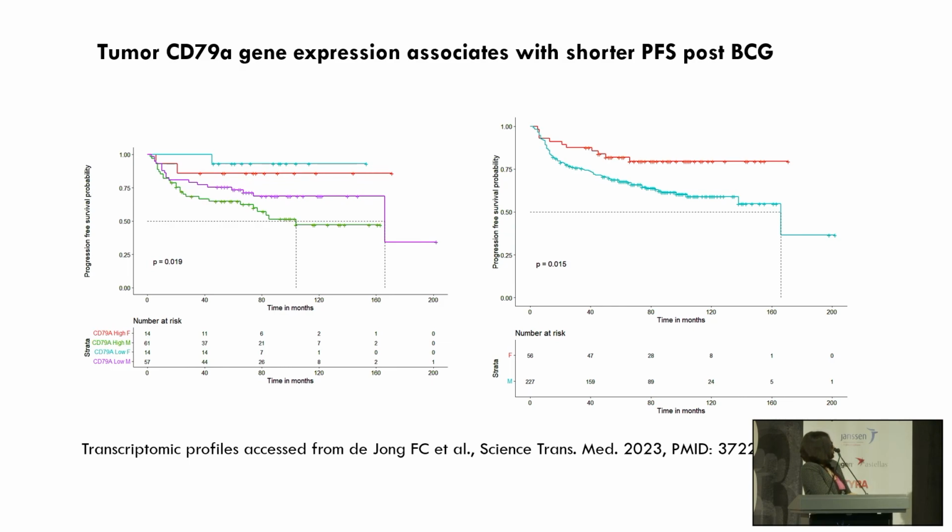While we see that in both females and males, increased expression of this particular gene is associated with poor response, the sex difference is kind of reversed in this particular cohort. This is kind of interesting, but overall, this again confirms that B cells are associated with bad outcomes when treated with BCG specifically.